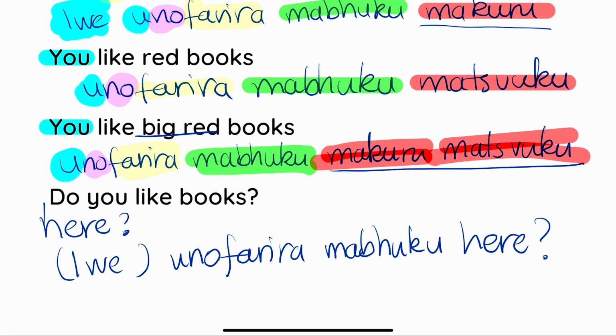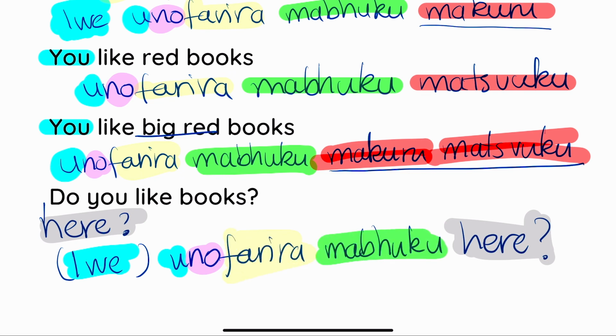So let's mark that out. We've got our question particle here. So we know we are asking a question. It comes with its question mark. And then the rest of the sentence is exactly as it was before. So iwe, u, our present tense marker, no, our verb, farira, and our object, mabhuku. Iwe unofarira mabhuku here. Do you like books?